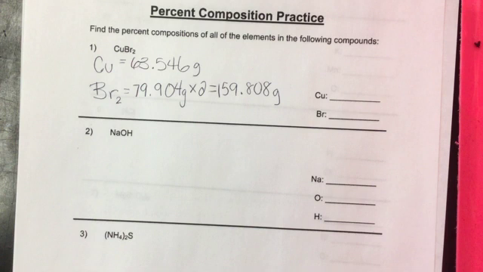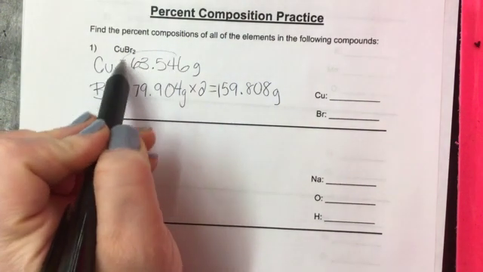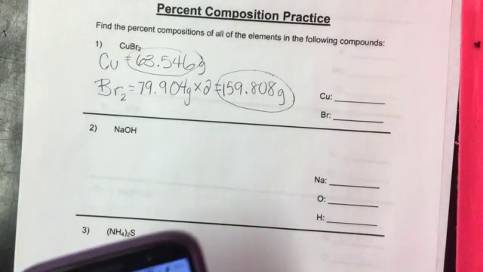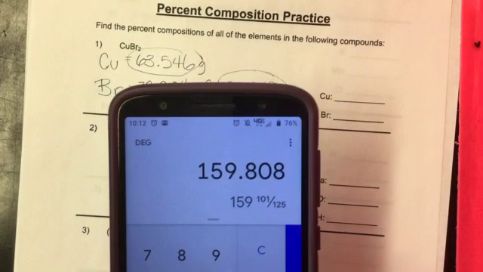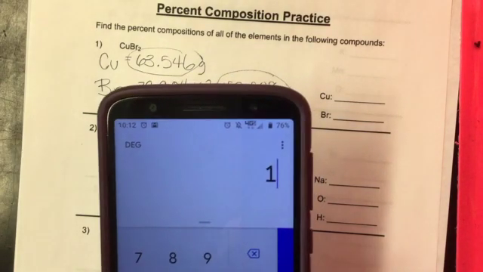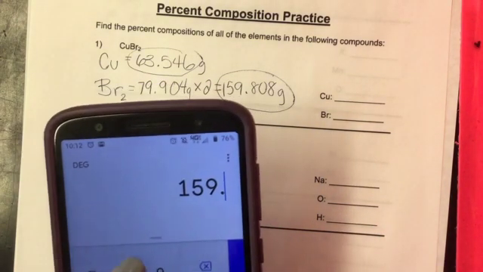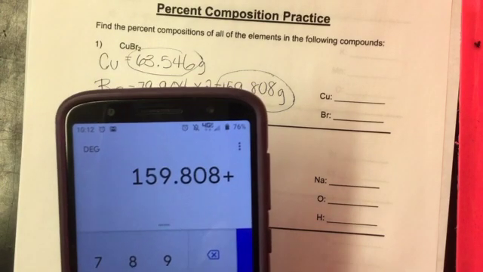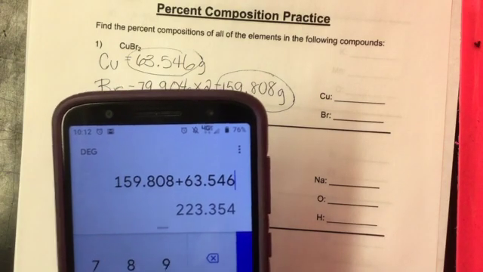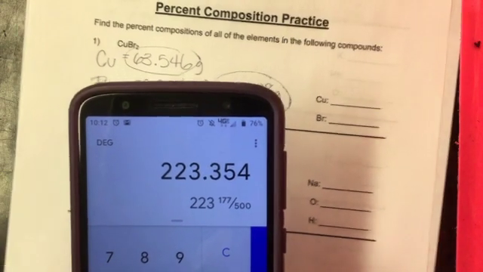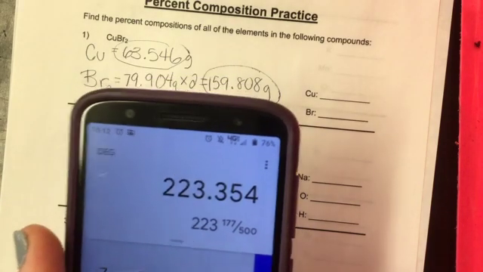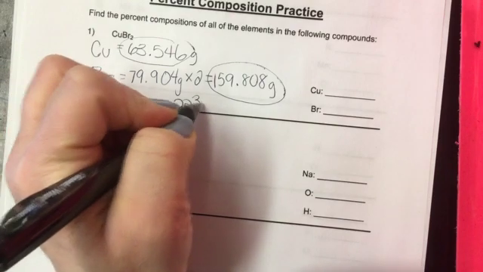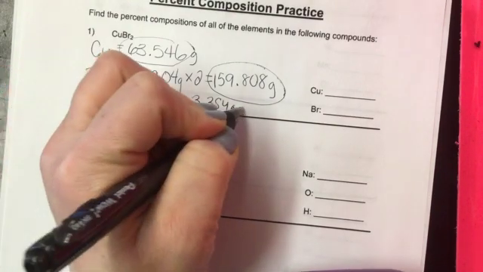Now, the next thing I'm going to do is add these two numbers together. I usually circle them so I know which ones to add. I'm going to add those two numbers together to get my total: 159.808 plus 63.546 equals 223.354. Now that is not your answer. That is the molar mass of CuBr2. So 223.354 grams is the total mass.